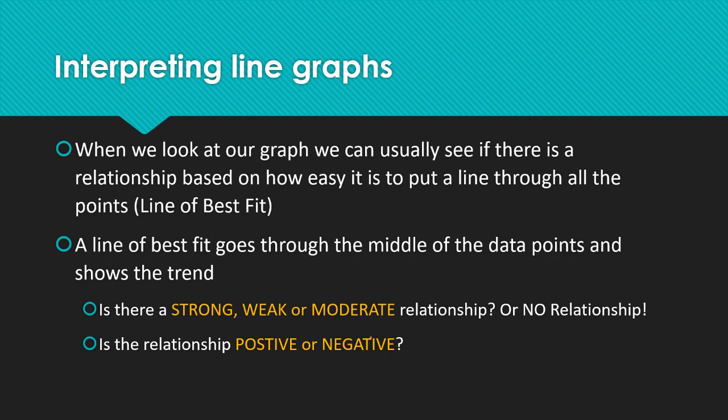So if we've done a line graph, we need to be able to interpret it. And what we're trying to see is if there's a relationship, and we're going to base our interpretation on how easy it is to put a line through all the points. And we call that our line of best fit. So the line of best fit goes through the middle of the data points, okay? So the middle. It's going to show us whether there is a strong, weak, or moderate relationship, or even no relationship. And we're going to say, is the relationship positive or negative? Let's look at some examples.